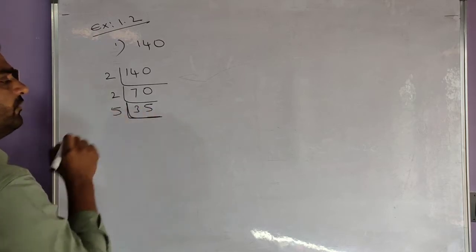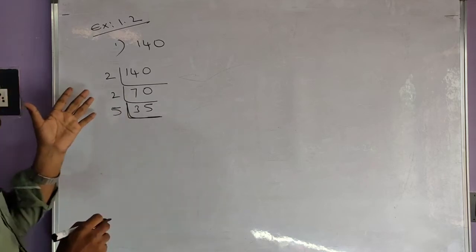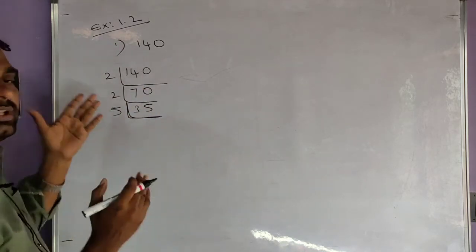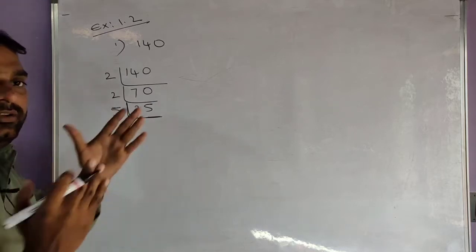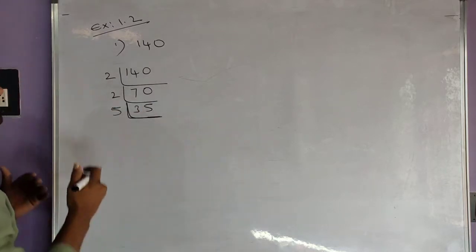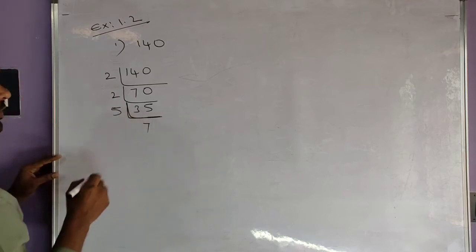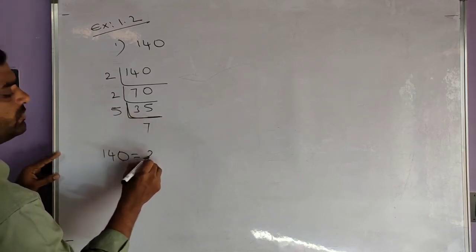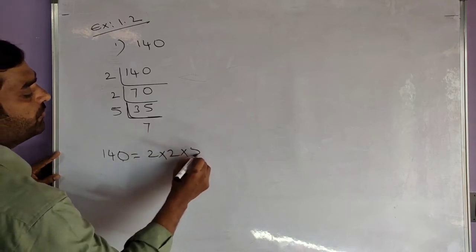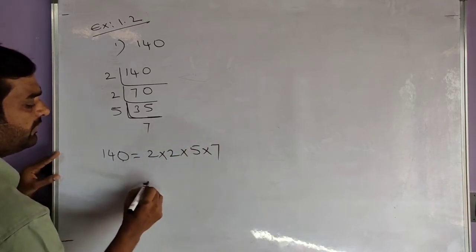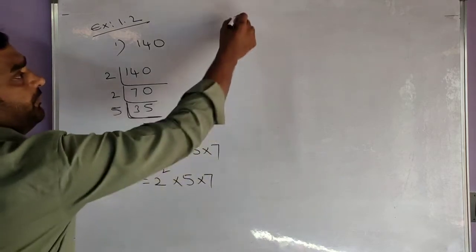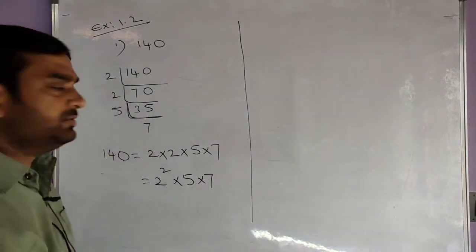So next, 5. Why? Because it is given to express in the product of prime factors only: 2, 3, 5, 7, 11, 13. We have to take these numbers only. 5, 7. Totally, we got 140 equals 2 into 2 into 5 into 7, which is nothing but 2 square into 5 into 7.